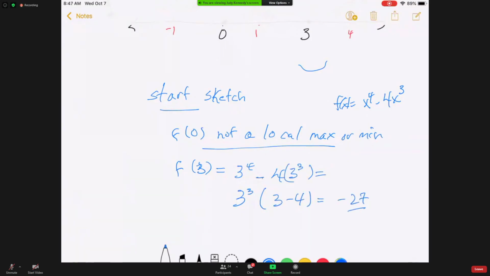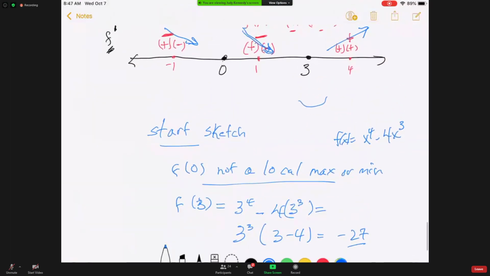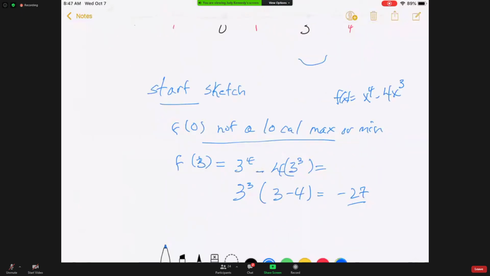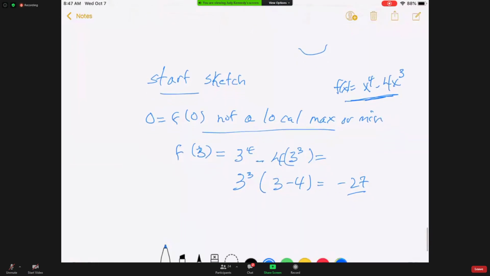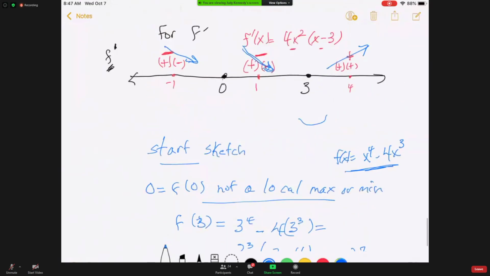Okay. Okay, so nothing happens at 0, but I'm going to get, what is f of 0? F of 0 is 0, right? And there, the function's right there. F of 0 is 0. It's not a local max or min, but minus 27 is a local minimum.